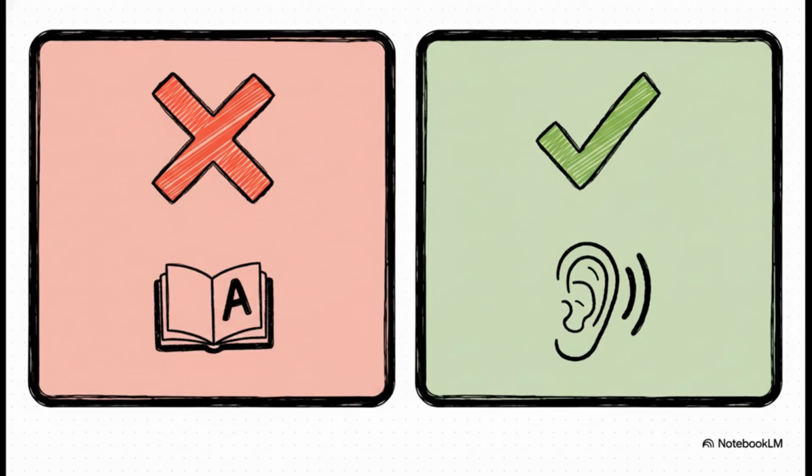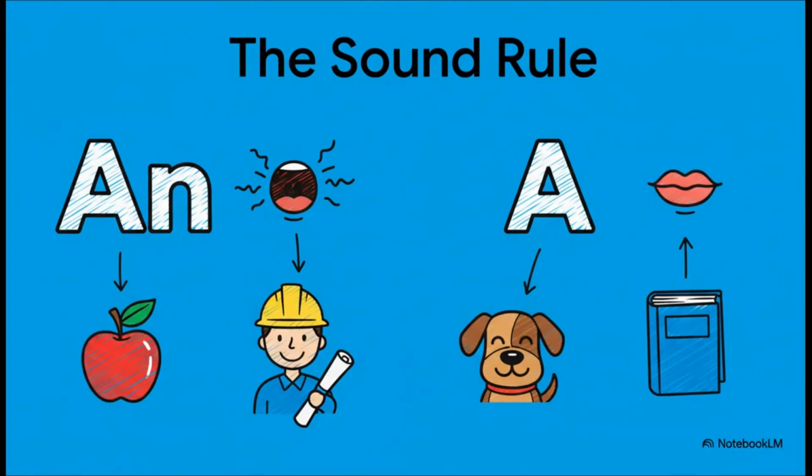Okay, here it is. The number one mistake people make. We were all taught to look at the first letter, right? If it's a vowel, use an. But that is not the whole story. The real rule has nothing to do with spelling. It is all about the first sound that comes out of your mouth when you say the word.